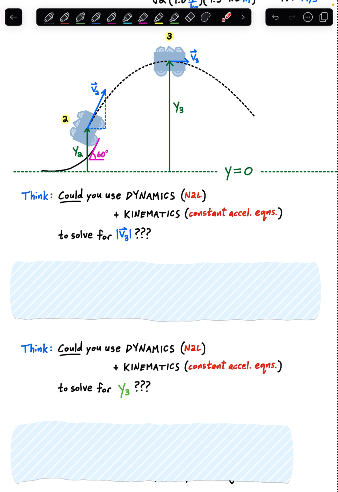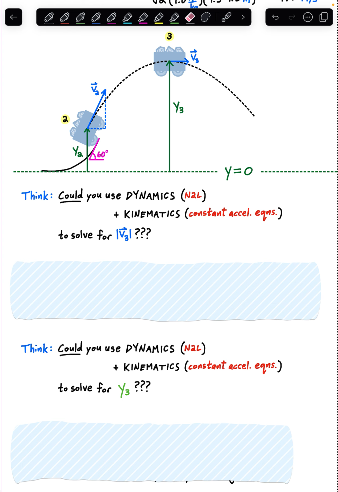And the question will be, do we even need to use energy principles to do this, or can we fall back on physics that we already know? So I'll ask you to pause the video in a moment and consider, could you just use dynamics and kinematics to solve for the speed here at moment 3, given y2 and v2 and that angle? Is that enough information to use these techniques, or will we need to appeal to energy principles to answer this question? Pause the video and consider your answer.